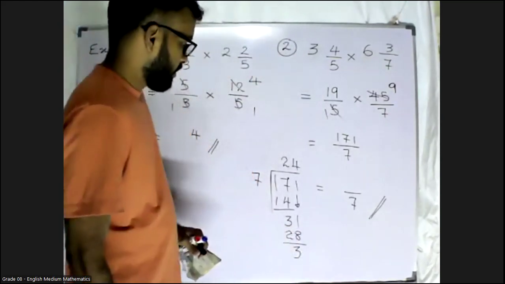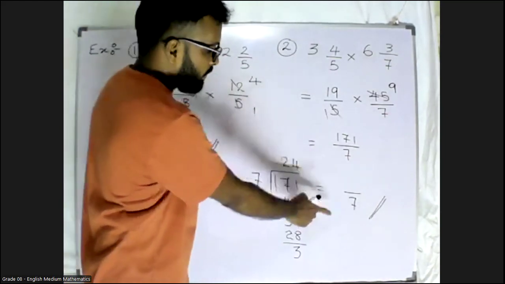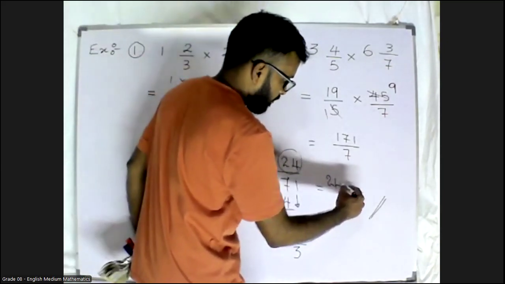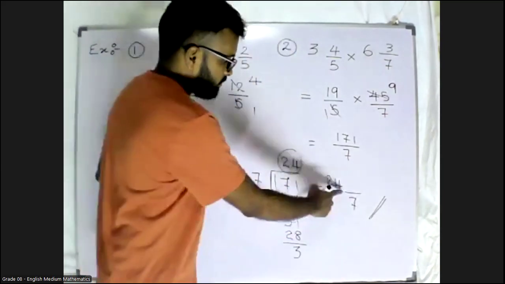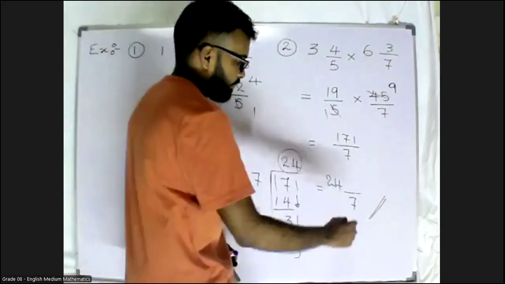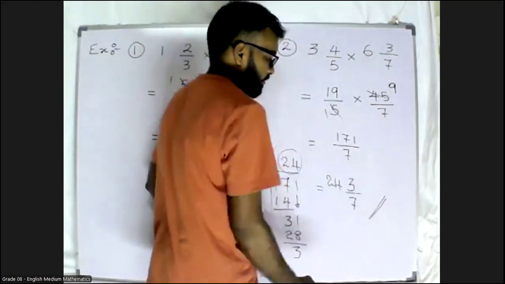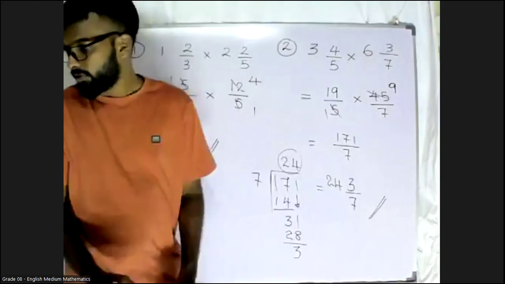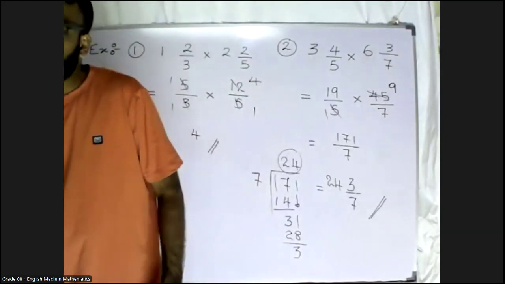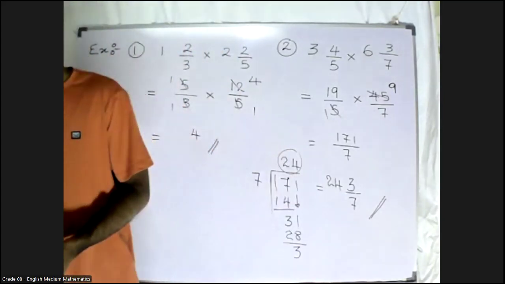Now, our denominator is 7. What is the whole number? It is 24. It comes here. Our numerator will be 3. So 24 and 3 upon 7. Nice. All of you have got the correct answer.